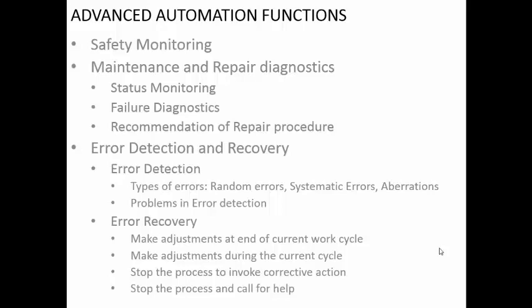The first function is safety monitoring. Even though we say that an automated system should function without human intervention, it may not always be possible to completely eliminate the human being. So whenever a human being is there and interacting with the automated machine, it has to be ensured that the human operator is safe during the operation and the machine itself is operating in a safe manner.